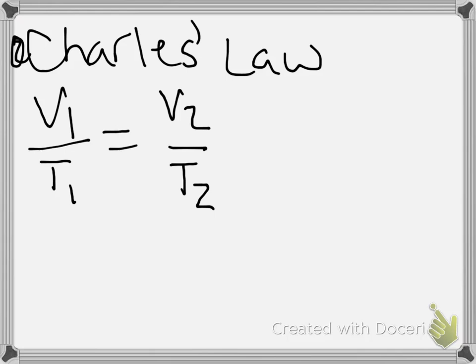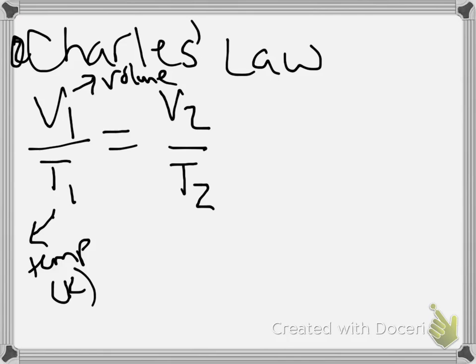And for these, temperature has to be in kelvins. We'll talk about how to convert from Celsius to kelvins in class, but for now I'll just go ahead and give you all of the numbers in kelvins. Remember, volume doesn't have to be in anything specific as long as it is the same on both sides. So T is temperature and V is volume. And temperature has to be in kelvins. That's the only thing that has to be in a specific unit for these laws.